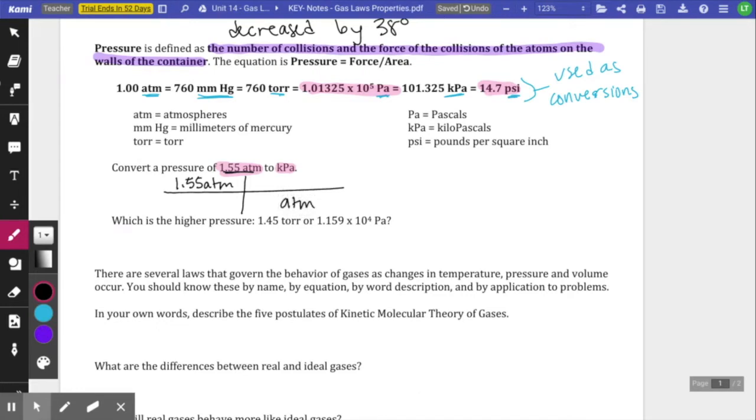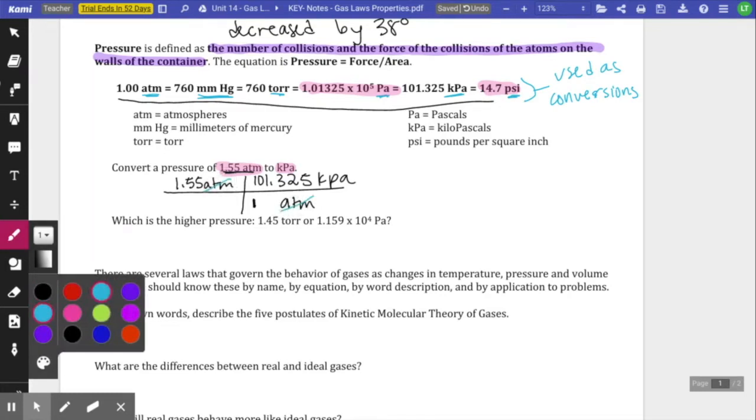Then we need a conversion. That's where these numbers up here come into play. Based on those numbers, I know that 1 atmosphere is equal to 101.325 kPa, kilopascals. Since atmospheres is on top and on the bottom, atmospheres cancels out, leaving us with just kilopascals, which is what we want. So now we can solve. To solve, we multiply across the top and divide by the bottom.